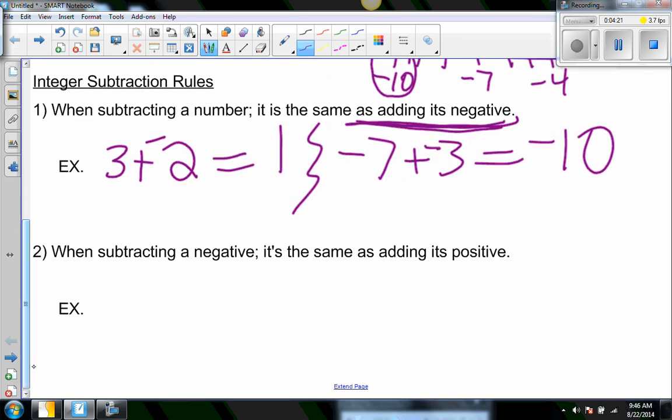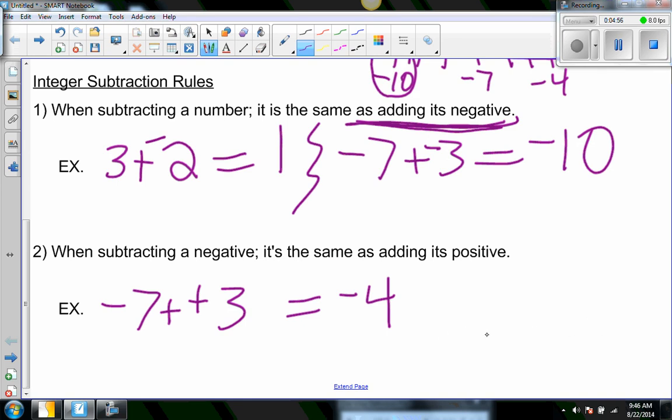My second rule, when subtracting a negative, it's the same as adding its positive. Okay, so let's say that I have -7, and I'm going to subtract a -3 from it. I already have -7. Now I'm getting rid of 3 of those negatives. So I have to add its opposite, which is a positive. Now I have one of each sign. My negative is bigger, so 7 minus 3 is 4, and it is -4.